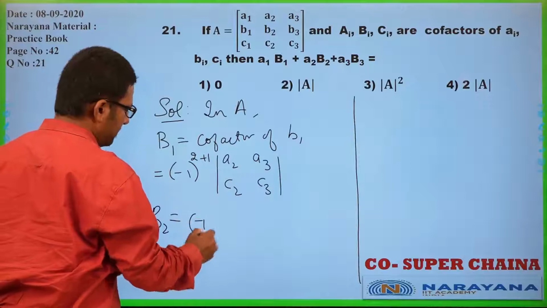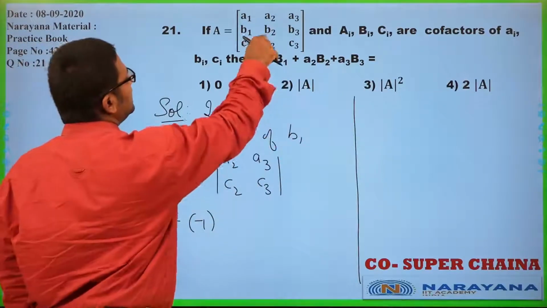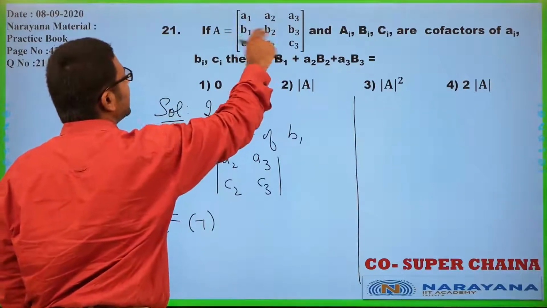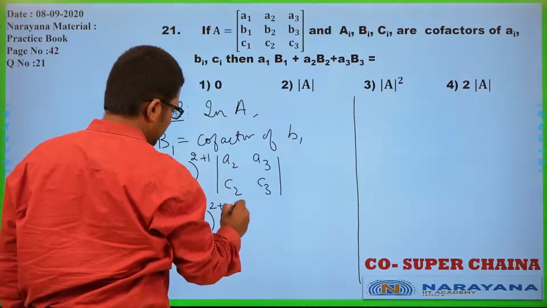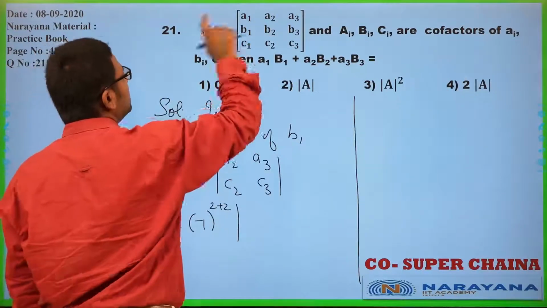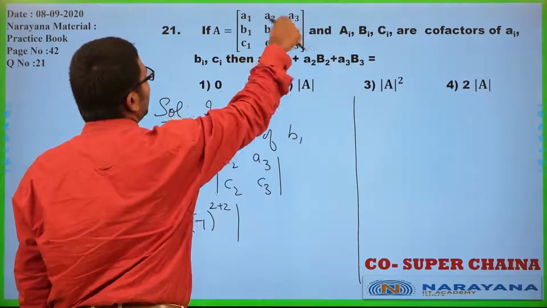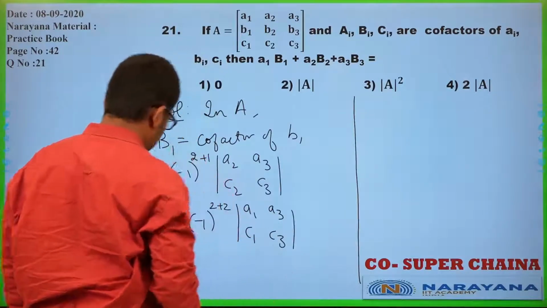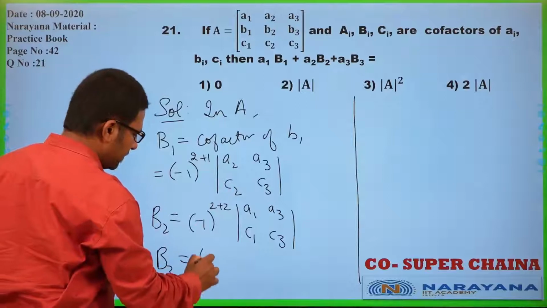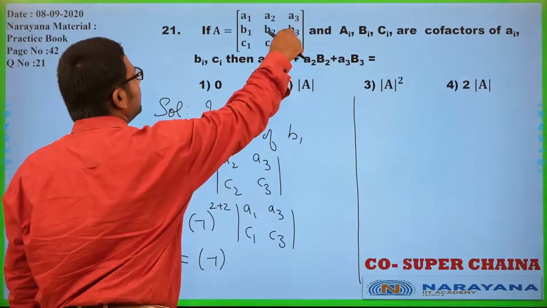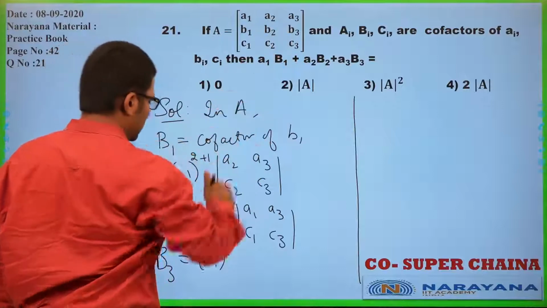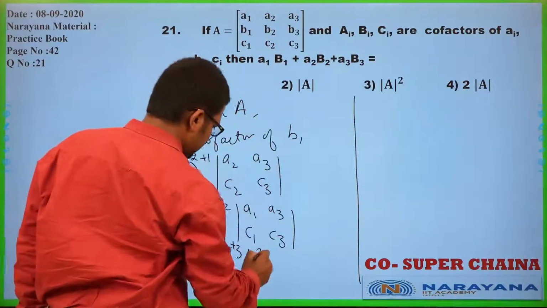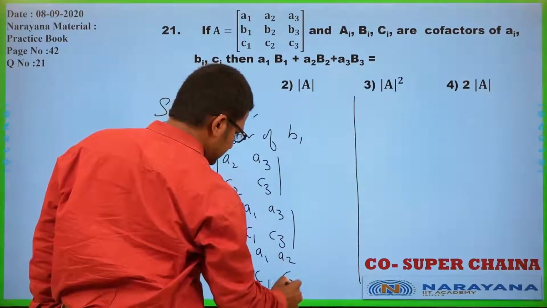Then B2 would be minus 1. Again, B2 is the cofactor of the element B2. So minus 1 raised to 2 plus 2, right? Its position is second row, second column, into its minor, which is A1, A3, C1, C3. Right? And B3 would be minus 1 raised to, for B3, it is second row, third column. So 2 plus 3, mod of A1, A2, C1, C2, right?